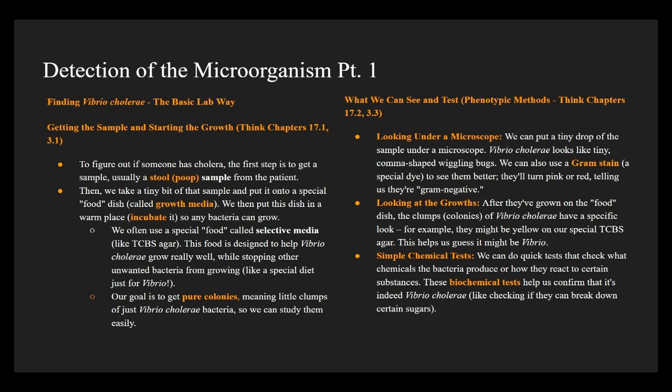To detect Vibrio cholerae, we first get the sample. It usually comes from stool, and is inoculated onto selective media like TCBS agar, then incubated. Phenotypic methods include microscopy, showing comma-shaped, motile, gram-negative cells, and even colony appearance, for example yellow on TCBS agar. And lastly, simple chemical tests, which are biochemical reactions for confirmation.